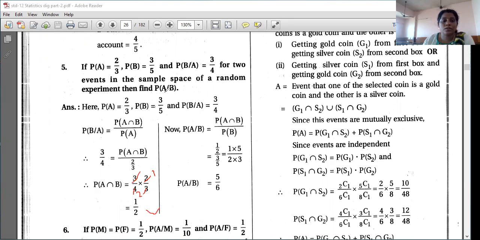Right? Now they told us to find P of A by B. So A by B is P of A intersection B upon P of B. We got the value of A intersection B here, so we will put this value: 1 by 2 upon 3 by 5, that is 1 by 2 into 5 by 3, that comes to 5 by 6. So this is our formula for A by B. Okay, easy enough.